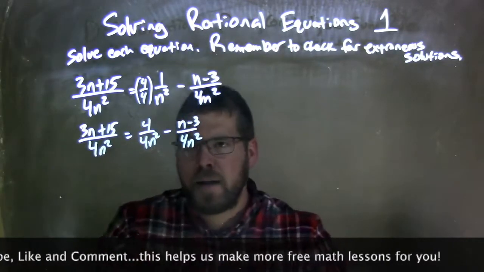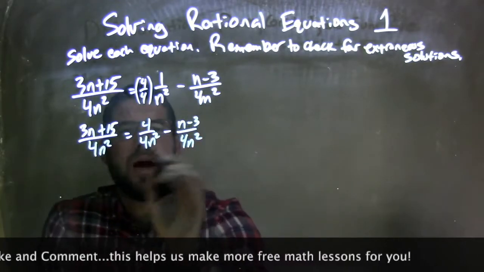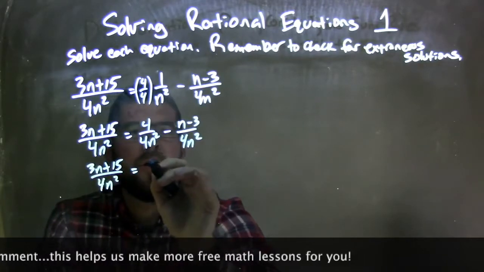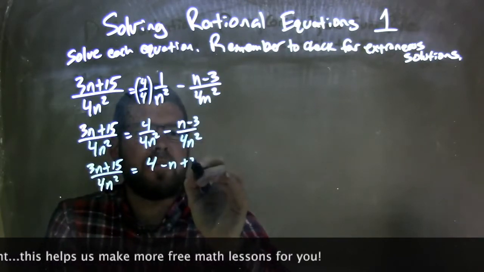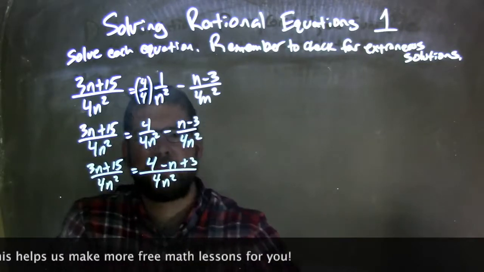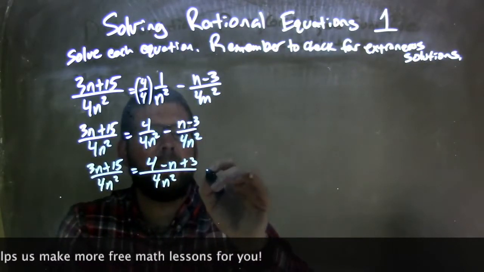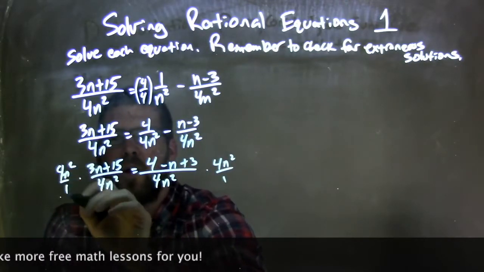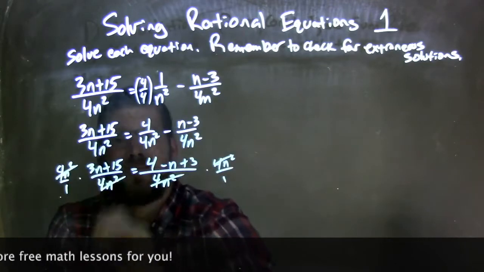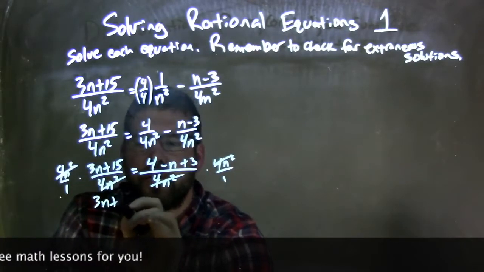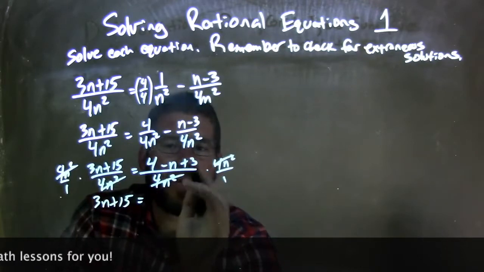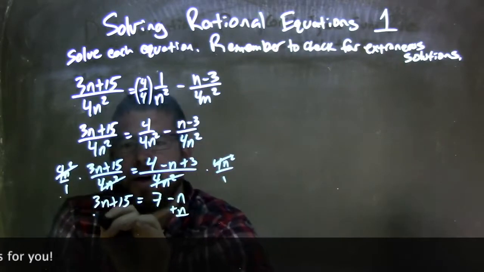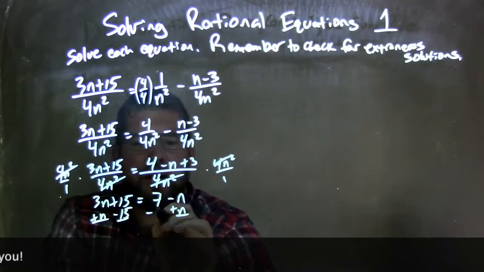Great. Now I can combine these two, and in combining the two, I have the same base, so I have 3n plus 15 over 4n squared equals 4 minus n, distribute the minus sign, plus 3 over 4n squared. Now, to get the 4n squared out of the denominator, I'm going to multiply both sides by 4n squared over 1. That eliminates the 4n squared on the right and the left, giving me 3n plus 15 on the left equals 4 plus 3 is 7, so 7 minus n on the right. Let's bring our n's together, so I add an n to both sides, and I subtract the 15 from both sides.